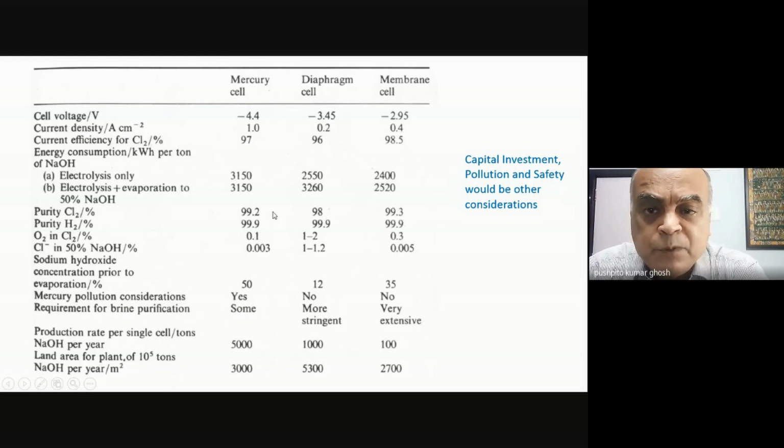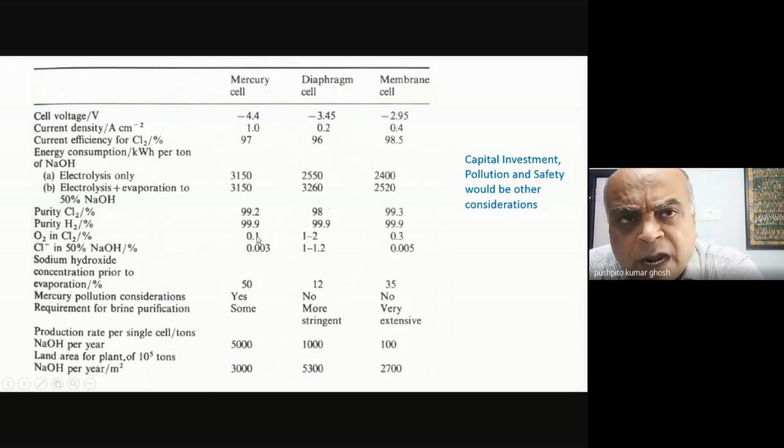Diaphragm cells are still not that pure, but in all of them chlorine purity is greater than 99%. In all cases, hydrogen purity is greater than 99.9%. Oxygen in chlorine, you can see, is actually the least in the mercury cell process. So if this was a critical factor, then of course the mercury cell process would be the best. Again, chloride in sodium hydroxide is least in this particular case. So obviously huge advantages in this mercury cell. If somebody can somehow prevent oxidation of mercury by some means in the denuding cell, oh, that would be great. Just think about whether you can do it.